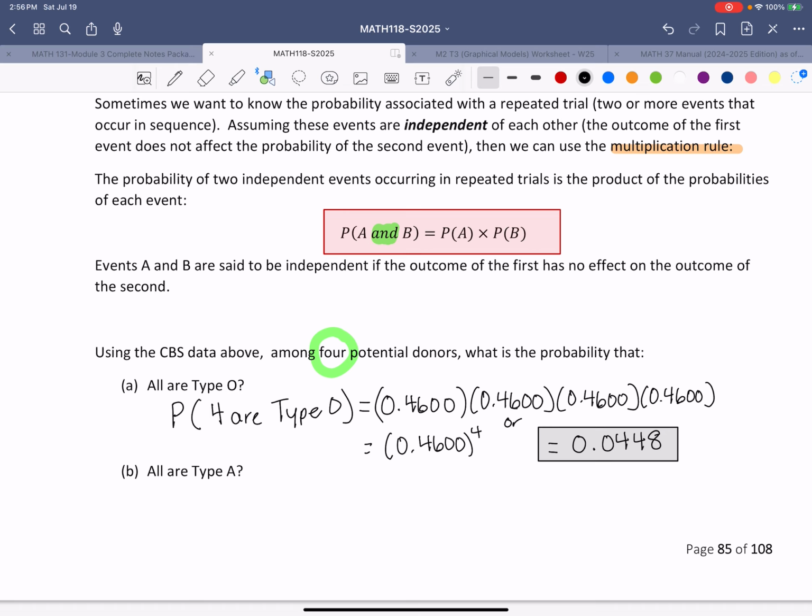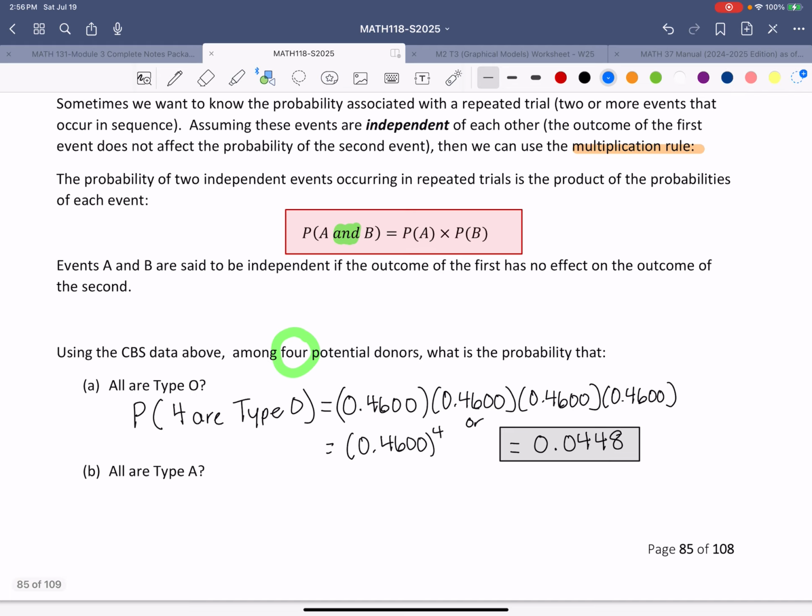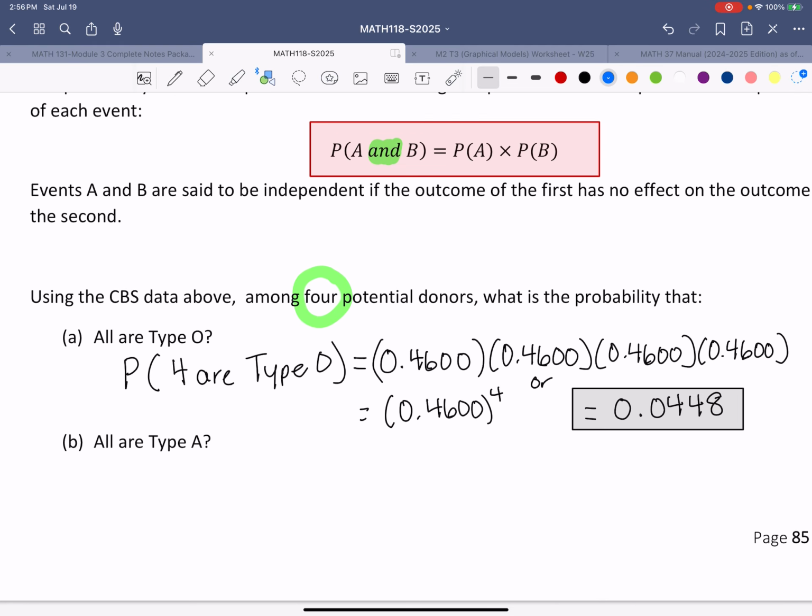Okay. Next part here, part B, it says all are type A. Okay, so again, using the same idea as we did for part A, this time, just as a side note, we know that the probability that someone has type A is 0.4200. Okay, so just that as a side note. I guess I should have written that up here. Probability that somebody is type O, we know to be 0.466. Okay, just to sort of pull that information from above.